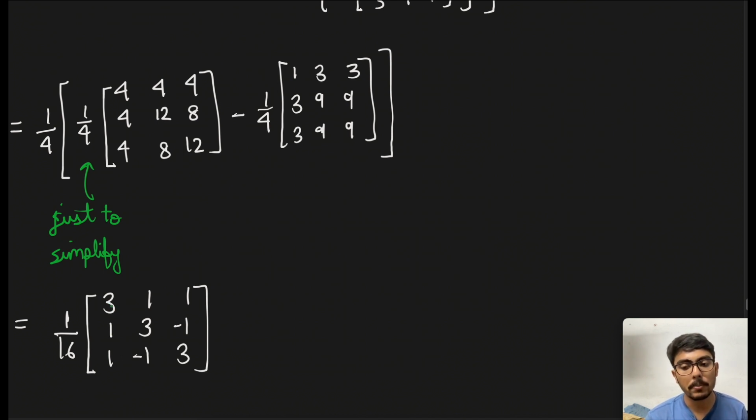Can you guess what the value of the same covariance matrix will be for class 1? Write it down in the comment section below. Okay, so let's find it out and see what happens.